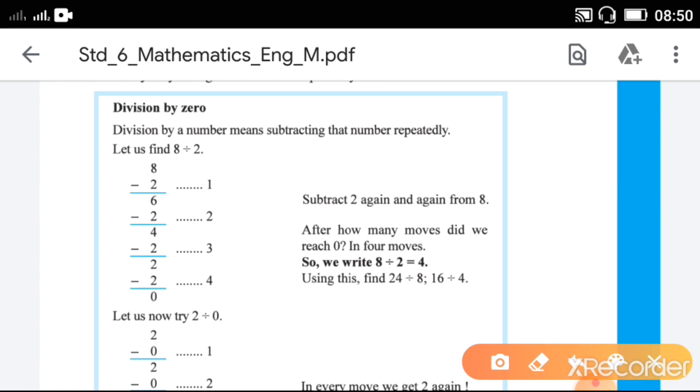Division by a number. 8 divided by 2, you will get 4. Division by a number means subtracting that number repeatedly. So for 8 divided by 2, you have to subtract 2 from the given number until you get 0. Here, 8 minus 2, answer is 6. 6 minus 2, 4. 4 minus 2, 2. 2 minus 2, 0. How many times have you subtracted the number? 4 times. It means your answer is 4. It is a method of repeated subtraction.